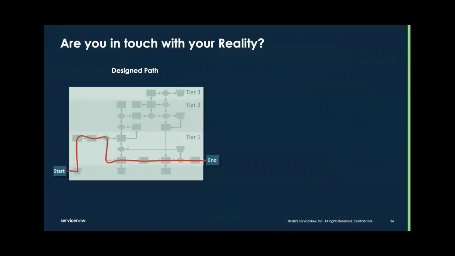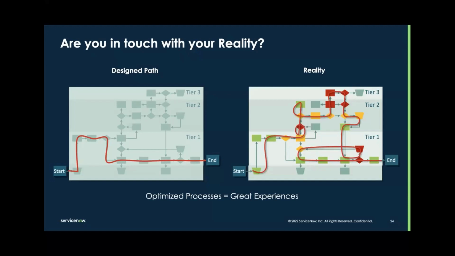So if we're comparing that again to a process, somebody thought it's a good idea that we have a start and an end, and this ticket flows exactly that way. But in reality, it could be like, oh, okay, it goes to the other assignment group, then it's leaving tier 1, it's going to tier 2, it's going to tier 3, to tier 2 again, to tier 1 again, then again that loop, and then the process ends. So it's not really what we'd call an optimized process, or one which is delivering a great experience. So are we really in touch with our reality if we design that?